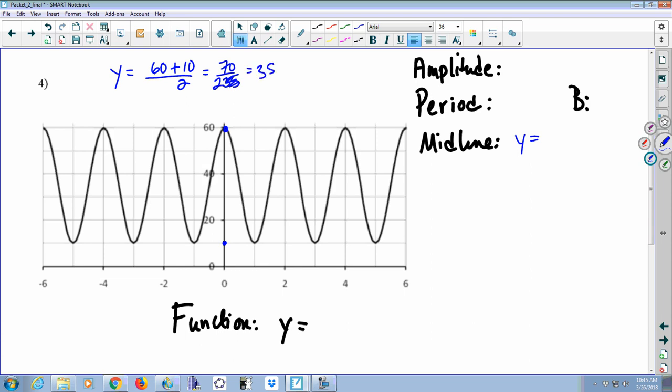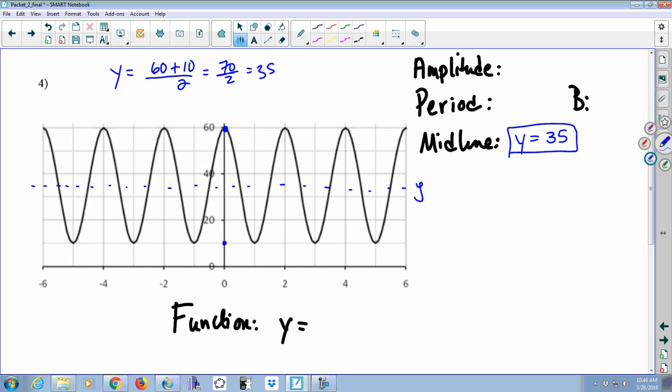Okay, so that's where I start. And as Kyle mentioned, you take your high, your low, you go halfway in between. And remember, your midline is always an equation. If you just write 35 down, points off. It's always an equation. So, okay, 35 is going to be right about here, midway through.